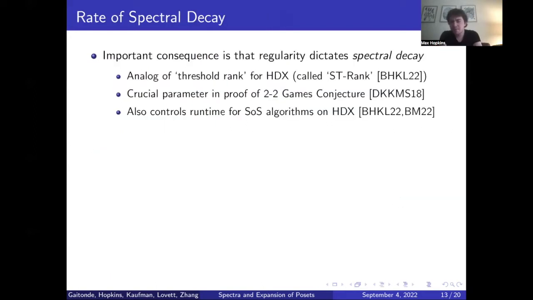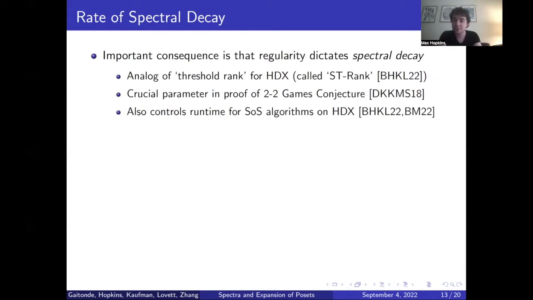So broadly, this is a little bit hard to interpret. What exactly does this r_k^i over r_k^{i+1} mean? Well, an important consequence of this theorem is exactly that the regularity of the poset dictates how the spectrum of random walks decays across levels of the complex, across ranks of the complex. This is basically an analog of what's typically called threshold rank on graphs, how many large eigenvalues there are. Now it's how many large strips of eigenvalues there are. This is called striped threshold rank.